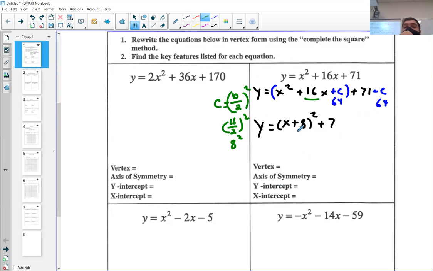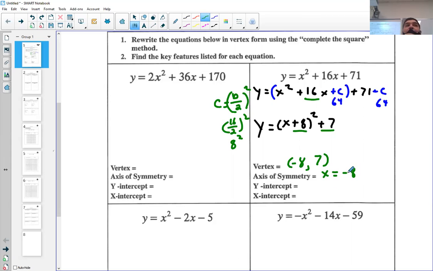The vertex. Remember when you take the x value of the vertex, it flips. So it's not positive 8, but negative 8, comma, this value over here, which is 7. You don't flip the k. Axis of symmetry: it's always going to be x equals negative 8.